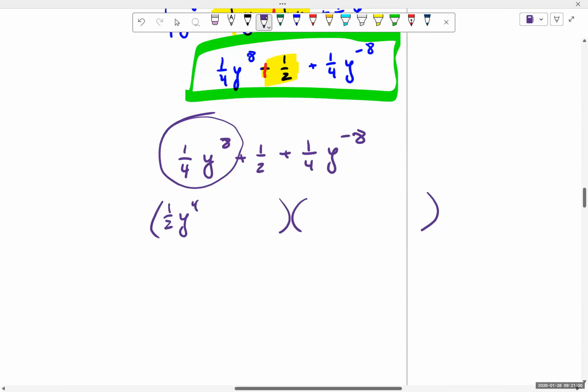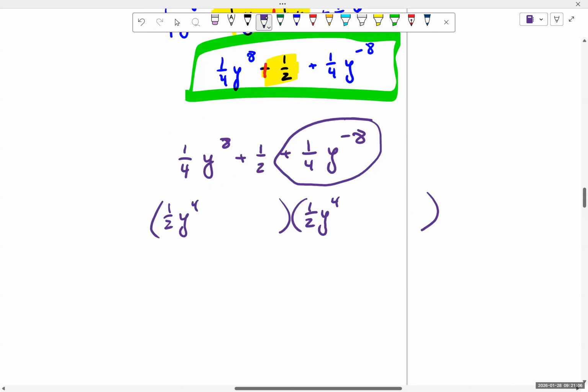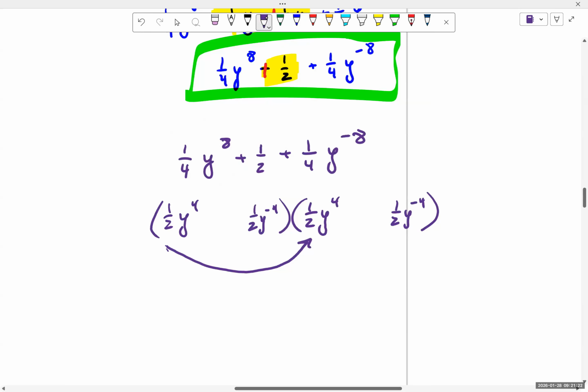1/2 y to the 4th, 1/2 y to the 4th. Agreed? Give me two same things that multiply to this. 1/2 y to the -4, 1/2 y to the -4. Yeah? So we agree that that product gives us the first term and that product gives us the last term.